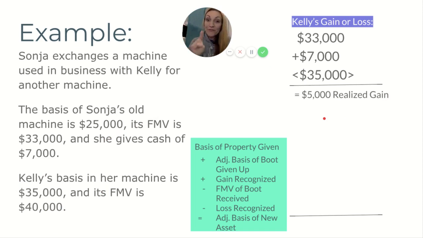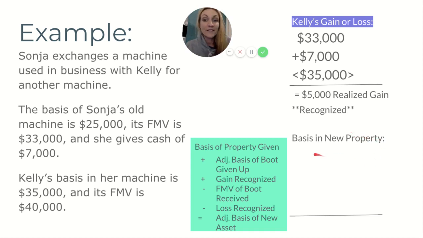Now, do we have to recognize this gain? Did she get boot? Yes, she got 7,000, right? So does she need to recognize 7,000 or 5,000? Whichever is less, right? So 5,000.